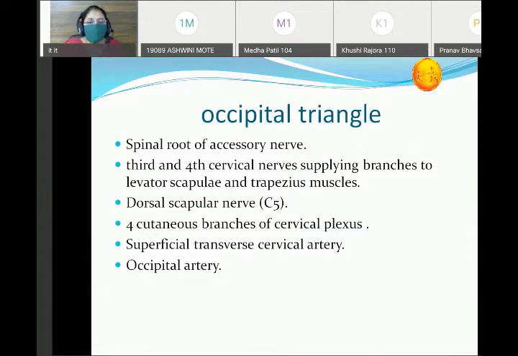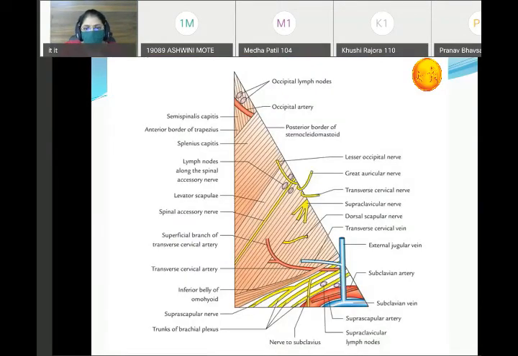The four cutaneous nerves of the cervical plexus. Just now we have seen the nerves which are forming the roof, which are the content of the occipital triangle. Then they pierce the deep cervical fascia and they come in the roof of the posterior triangle. So all these nerves, you know, that is transverse cervical nerve. Here you can see this is the transverse cervical nerve, great auricular nerve, this is lesser occipital nerve, and supraclavicular nerve, which is divided into three branches.